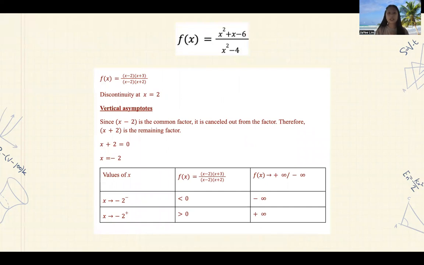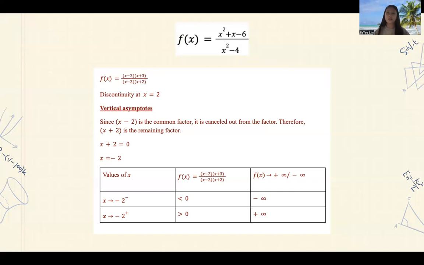So here's an example question on how to find the vertical asymptote of the equation. First of all, we have to factorize them and put them in brackets. And by that, we can find the holes, which are the discontinuities. Since both numerator and denominator consist of x minus 2, it's the common factor and needs to be cancelled out. Therefore, x plus 2 is the remaining factor of the denominator. We will be equating x plus 2 to 0, and by that we can find that x is equal to -2. And the vertical asymptote will be x equals -2.